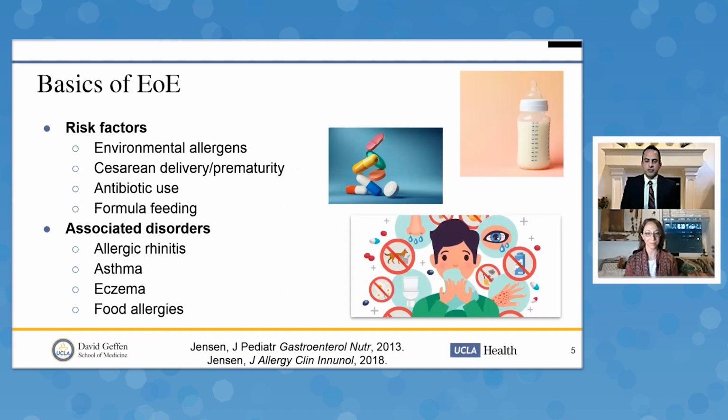There are some risk factors that appear to be associated with eosinophilic esophagitis. These include environmental allergens, cesarean delivery and prematurity, antibiotic use, and formula feeding as opposed to breastfeeding. As this is an allergic disorder and these tend to cluster together, patients with EoE are more likely to have other allergic conditions, including allergic rhinitis, asthma, eczema, and a variety of food allergies, the more typical hypersensitivity.